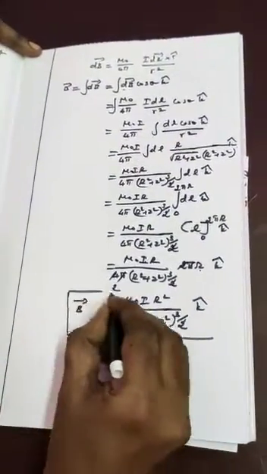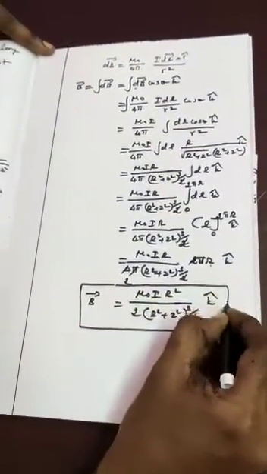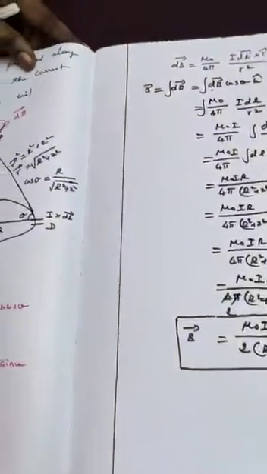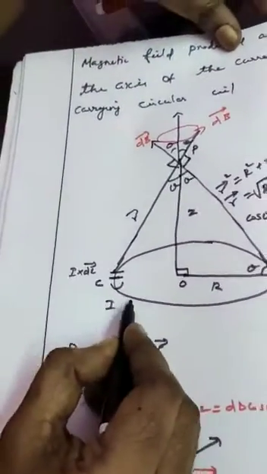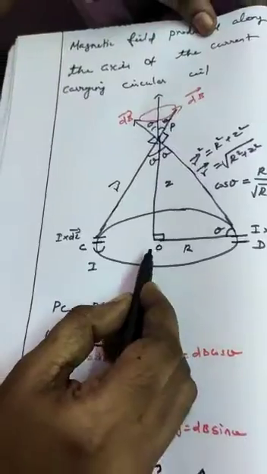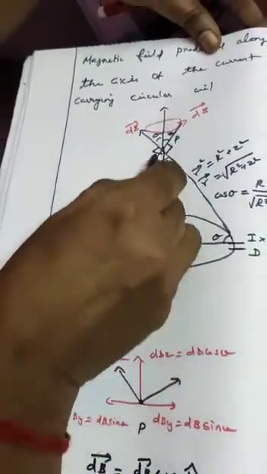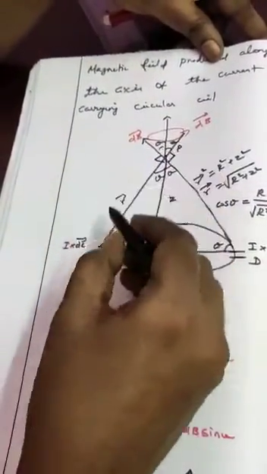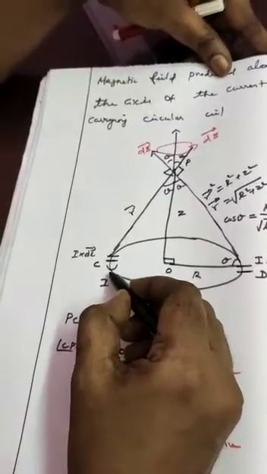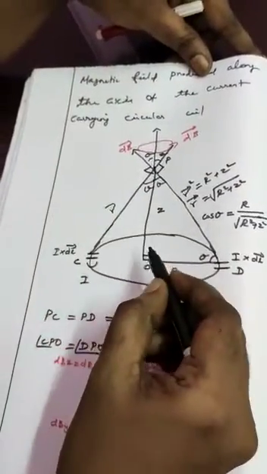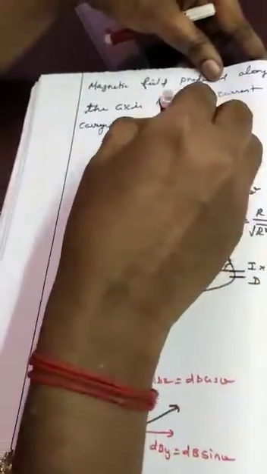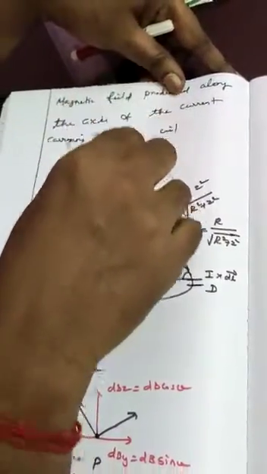Here the direction of the current is anti-clockwise. That's why the magnetic field along the axis is in the direction of O to P. If the current is made clockwise, then the direction of the magnetic field will be P to O.